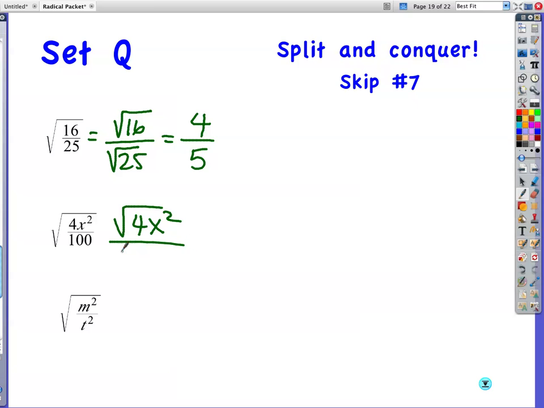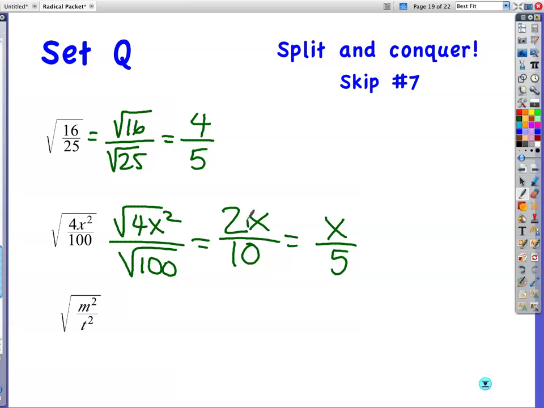Square root of 4x squared over square root of 100. The square root of 4 is 2, the square root of x squared is x, and the square root of 100 is 10. We are not done. Don't let your basic mathematical knowledge leave you. Can you leave an answer 2x over 10 in Mrs. Talley's class? No! You must reduce: x over 5. 2 over 10 reduces down to 1/5, and I don't have to write the 1. You can if you want, but I'll just leave x over 5.